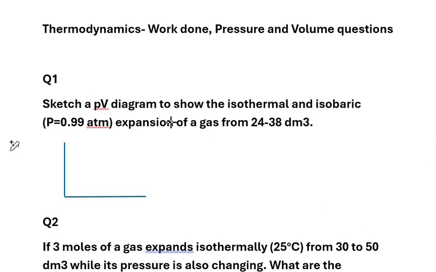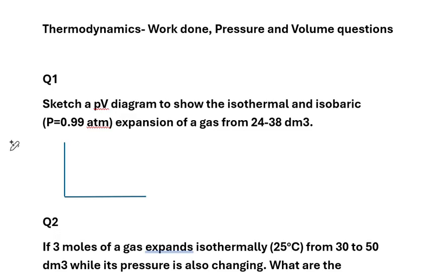So for this question, it says, sketch a pressure volume diagram to show the isothermal. Isothermal means constant temperature in a system, so the temperature doesn't change, it is under control. And isobaric means that the pressure is constant as well. Expansion of a gas from 24 to 38 dm cubes. So the keyword right here is expansion. As I said before, expansion is when work is being done by a system. So this means that as volume increases, pressure decreases, right?